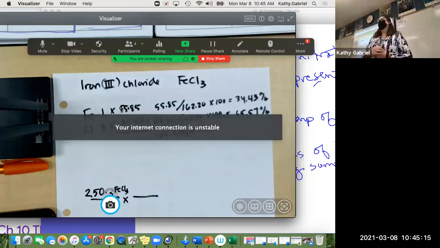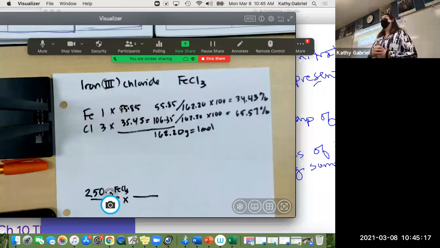All right, so I'm about to go through the second part. If you know how to do it, do not wait for me. Here's what we know. We know that in this material, 34% of it is iron and 65% of it is chlorine. So we only care about this piece. So I'm going to write something out.